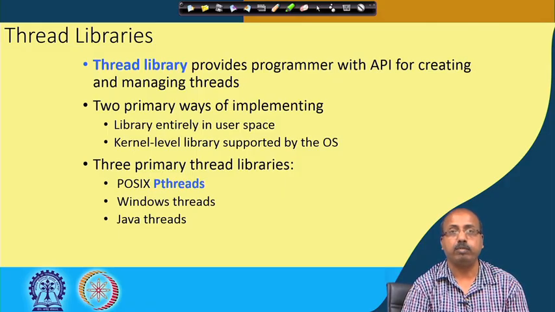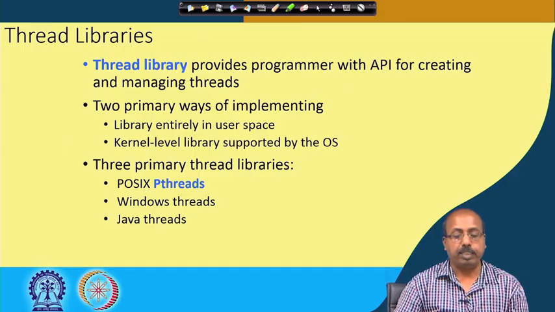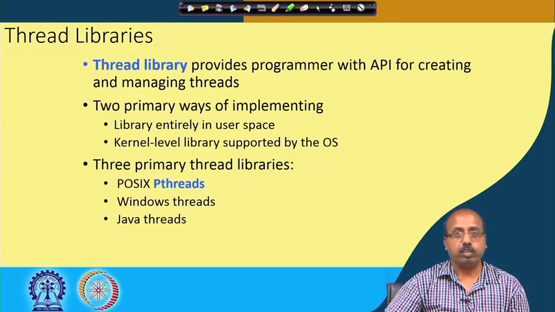As we know, there are user level threads and kernel level threads. So, we can have this library entirely created in the user space, which the user level threads will use, and of course the operating system will support the kernel level threads. There are three primary thread libraries: the POSIX pthreads library, the Windows threads library, and the Java threads library. All these libraries provide us some way by which we can create threads, do computation, and wait for a thread to be over. This parallelism can be taken care of.